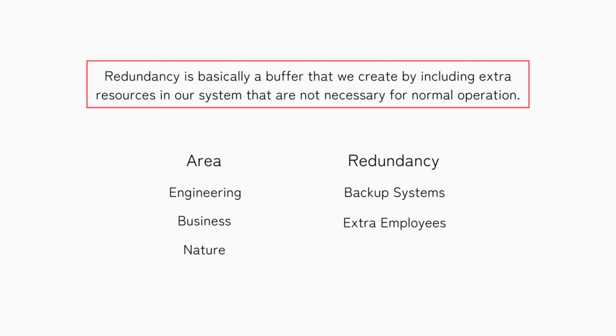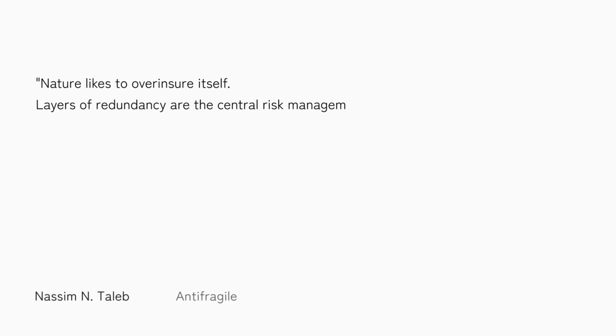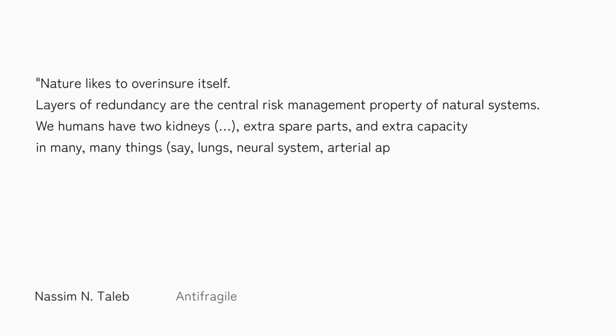Nature also does it. Nassim Taleb on exactly this: "Nature likes to overinsure itself. Layers of redundancy are the central risk management property of natural systems. We humans have 2 kidneys, extra spare parts, and extra capacity, and many things. Say lungs, neural systems, arterial apparatus."